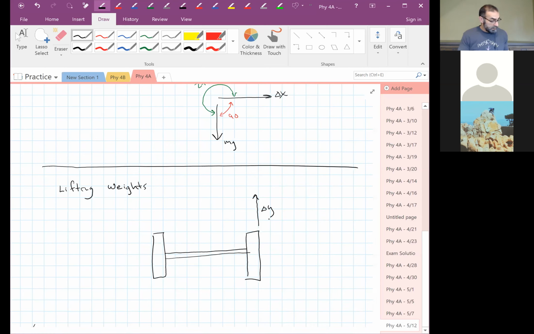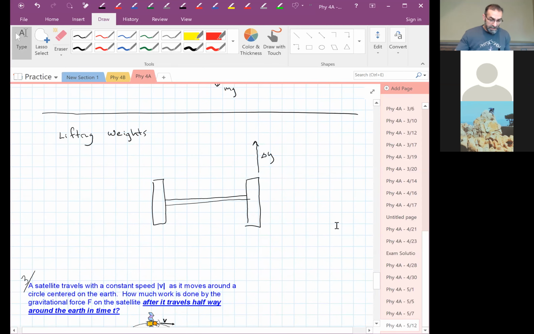And so let's say we lift the barbell at constant speed. If we lift the barbell at constant speed, draw a free body diagram.